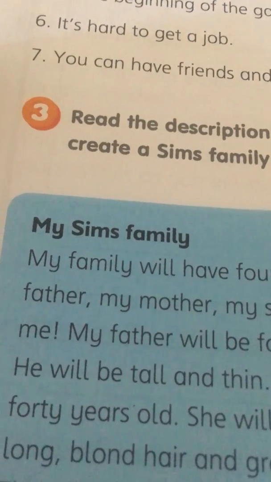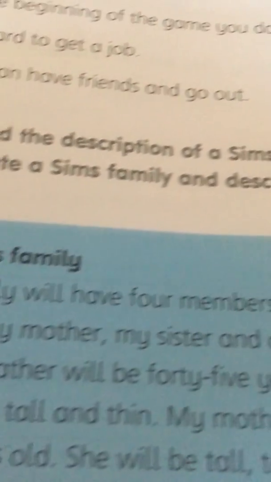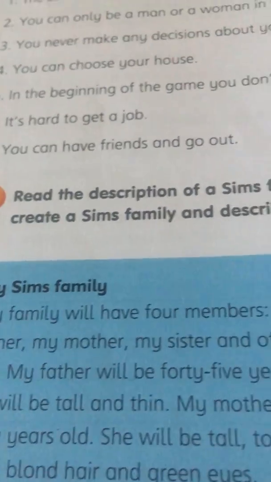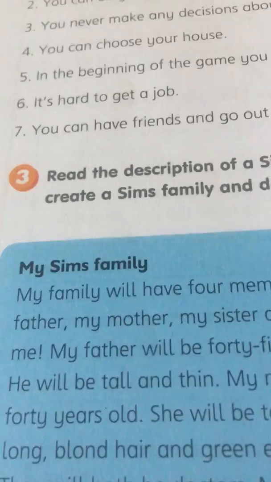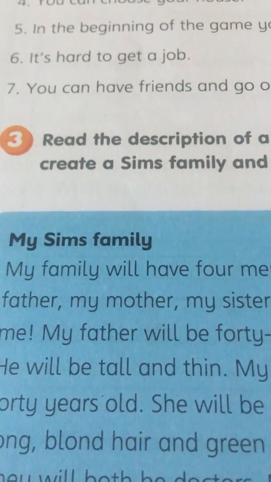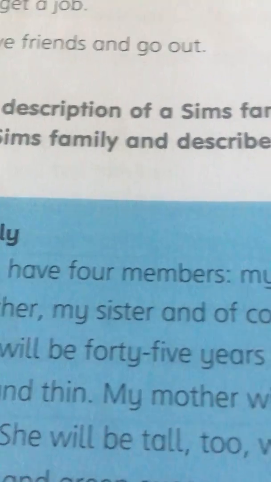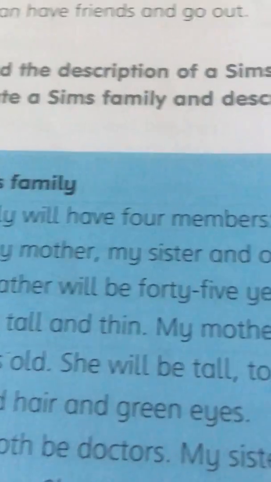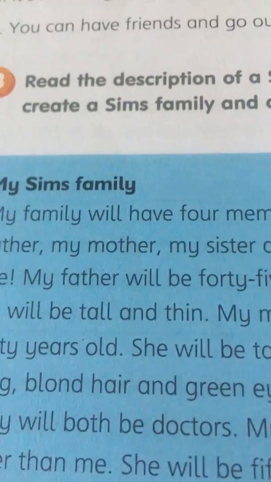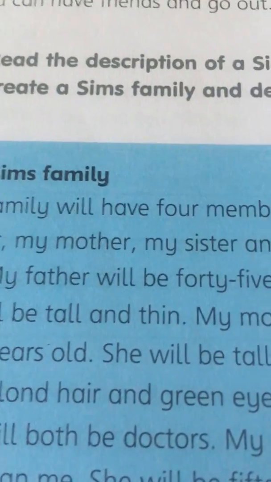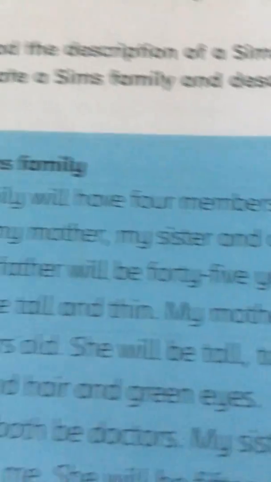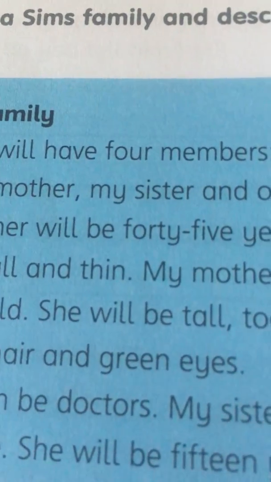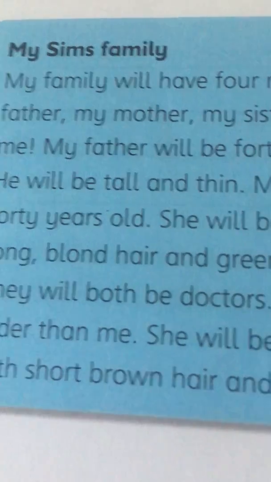My Sims family. My family will have 4 members. My father, my mother, my sister, and of course, me. My father will be 45 years old. He will be tall and thin. My mother will be 40 years old. She will be tall too, with long blonde hair and green eyes. They will both be doctors.